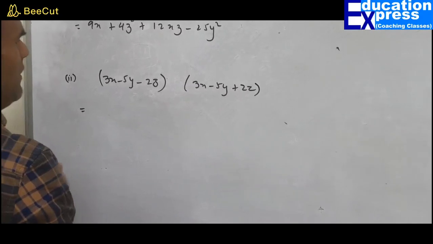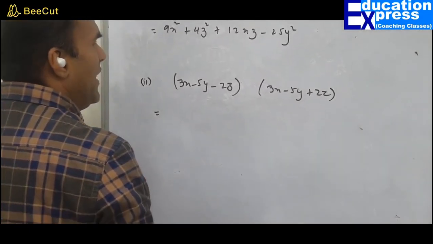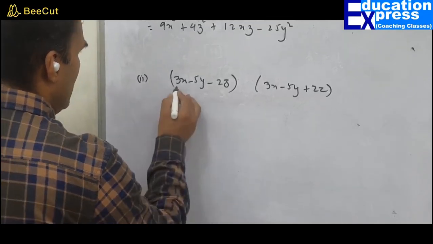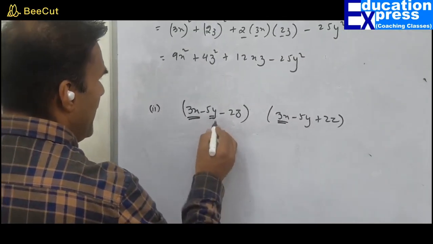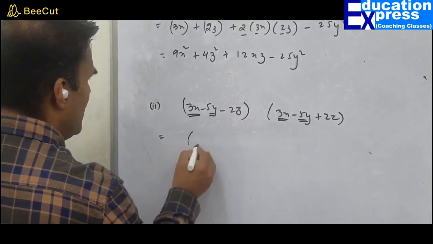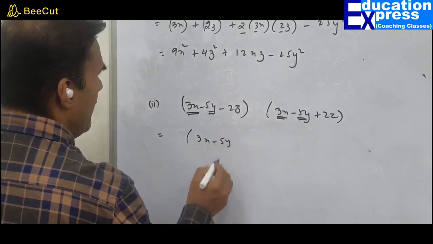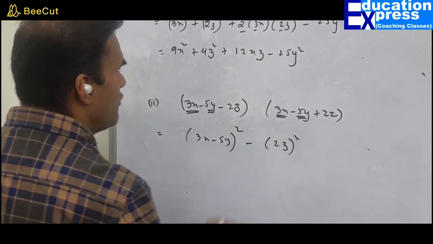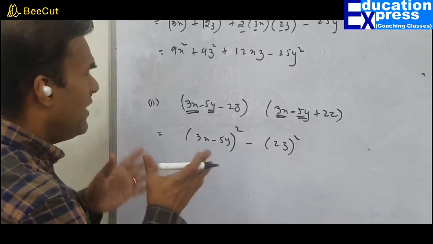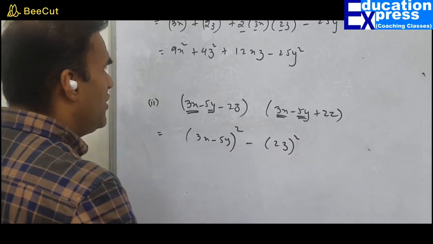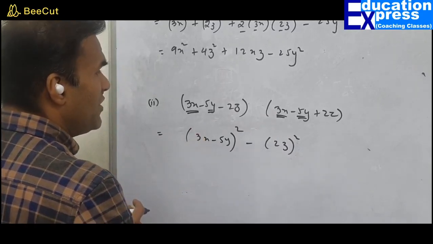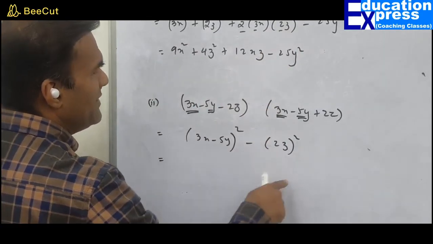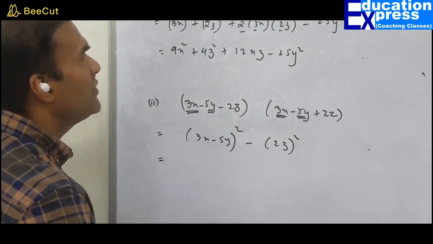Similarly, which two terms are identical? You need to first make sure which two terms are identical. See the second aspect of it. As I told you, which two terms are exactly identical? 3x identical, minus 5y identical. What we can do is (3x minus 5y) the whole square minus (2z) the whole square. This was self-adjusted, so we didn't need to do anything. And then following the same rule, expand this, and you will automatically get your answer.